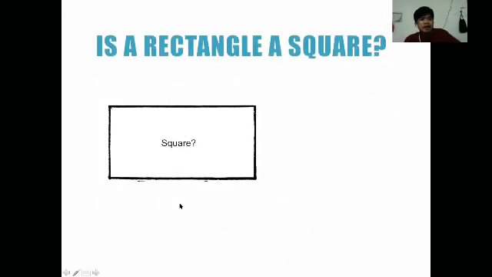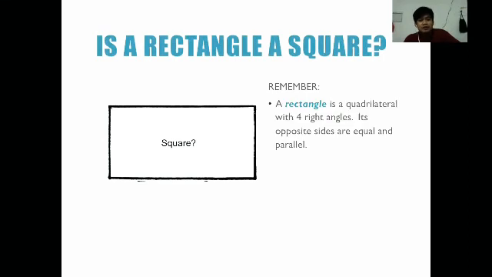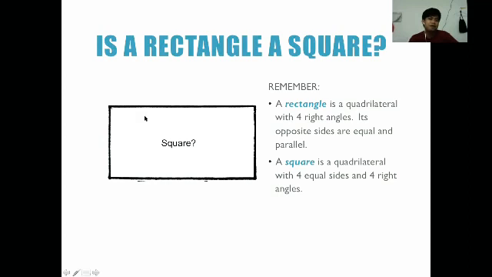Yung opposite naman niya. A rectangle is a square? Remember that tayo. A rectangle is a quadrilateral with four right angles and its opposite sides are equal and parallel. A square is a quadrilateral with four equal sides and four right angles. Ang rectangle ba is a square? Remember, ang definition natin ng square, kailangan laging equal lahat ng sides niya. So, basically, no. The answer here is no.